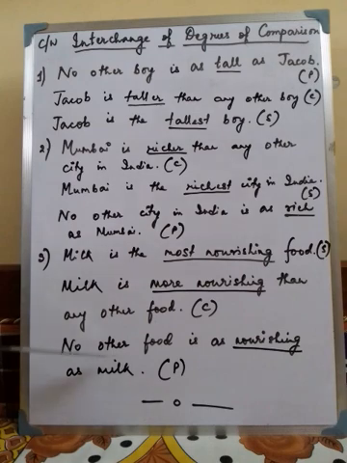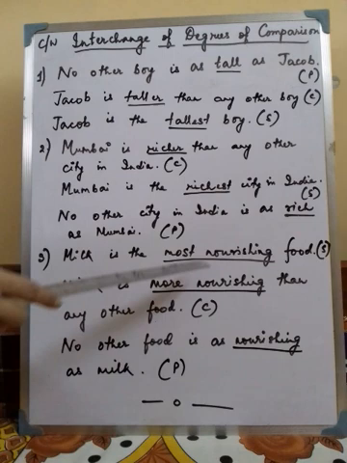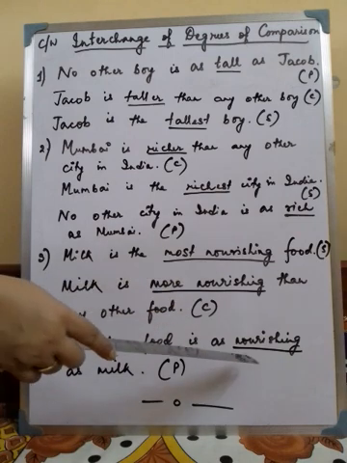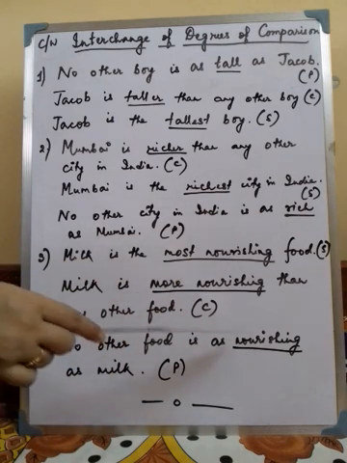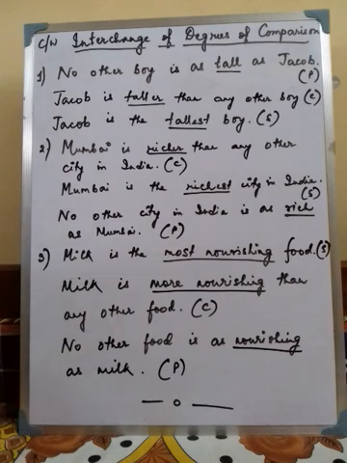No other food is as nourishing as milk. This is in the positive degree. So most nourishing, more nourishing and nourishing. All the three adjectives used correctly. Meanings not changed. Tense forms not changed. So these are the things you have to be very careful about while you are transforming the sentences or interchanging degrees of comparison.